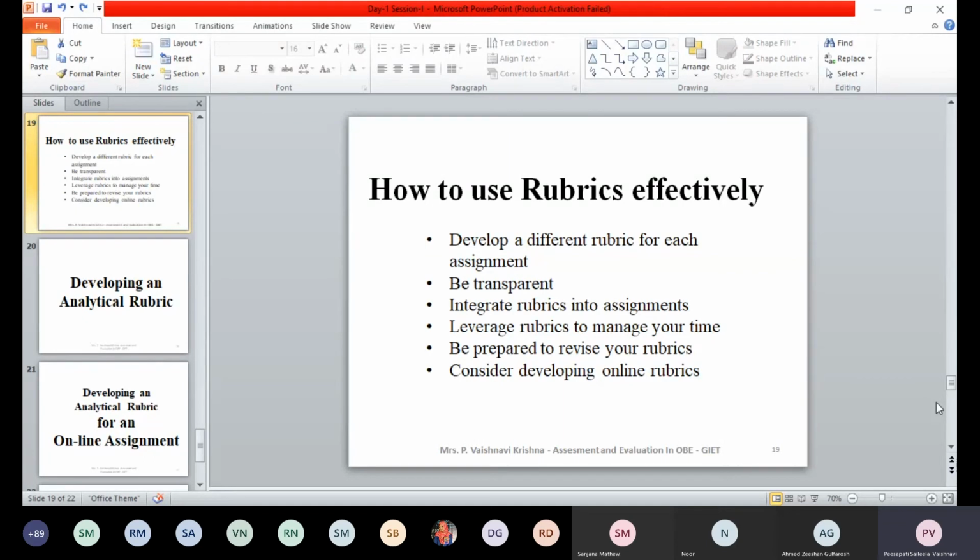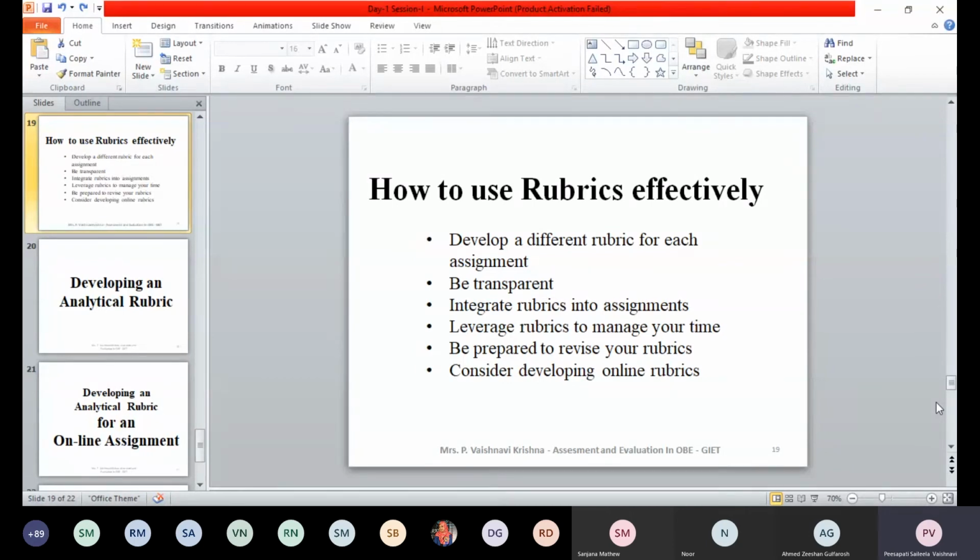Integrate rubrics into assignments. Then leverage rubrics to manage your time. You need to cut short all that which is not required, and you can manage your time with your rubric. And then be prepared to revise your rubrics, because rubrics can't be the same all the time. It depends on my students, this particular batch and the other batch.